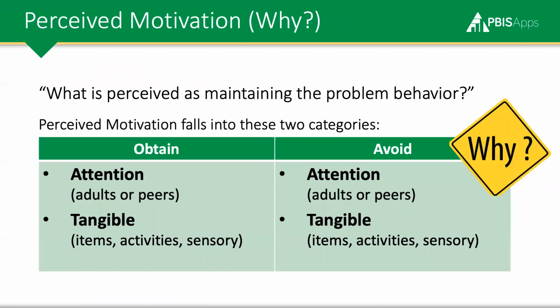So when we talk about perceived motivation, it's what's maintaining the problem behavior. In a school setting, perceived motivation is going to fall into 2 different categories. Students are either trying to obtain something or avoid something. They're trying to obtain adult attention, peer attention, maybe obtain an item or an activity, could be sensory, or they're trying to avoid an adult, avoid a peer, avoid an activity, avoid a task.